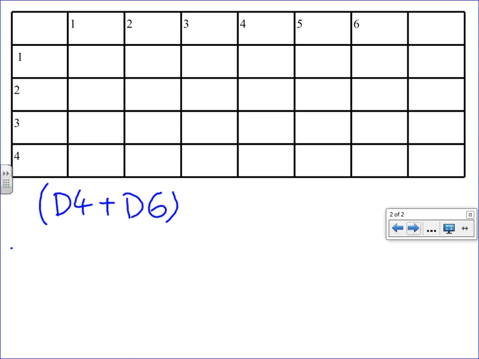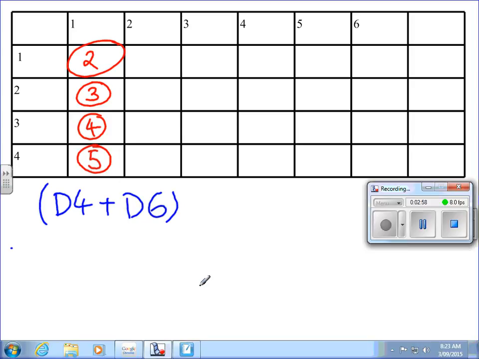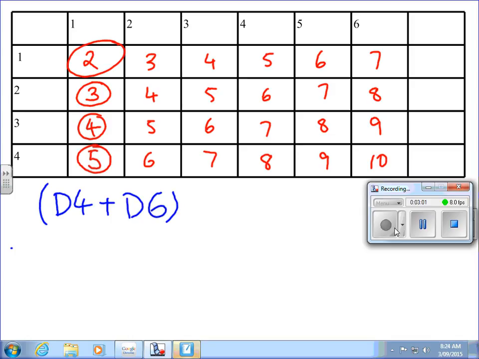So, what we can do in this one, looking at this box here, we've got 1 and 1, which makes 2. We got 1 and 2, which makes 3. 3 and 1, which makes 4, and so on and so forth. I'm going to pause it here while I write up all my other outcomes. So here we go, we've got all our outcomes written up.